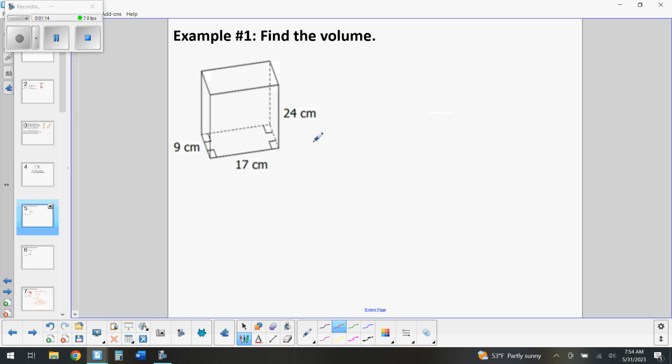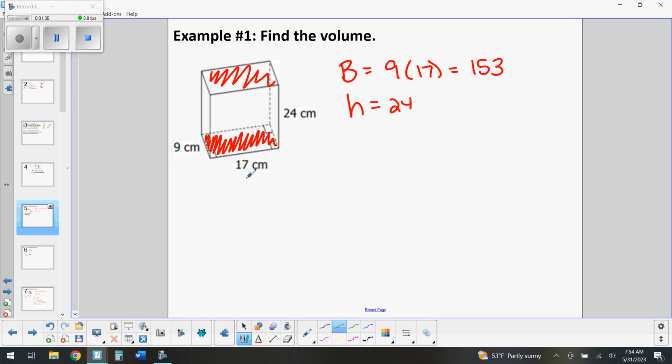So in our first problem, let's call this part here the base, right? The bottom and top could be the bases. So when I want to find the area of the base, that's length times width, or 9 times 17. And 9 times 17 is 153. And the height, the distance between the top and the bottom, is 24. It's also the only number we haven't used. So my volume is going to be 153 times 24, which gives me 3,672. And now volume, because there are 3 dimensions, will be units cubed. So this is centimeters cubed.